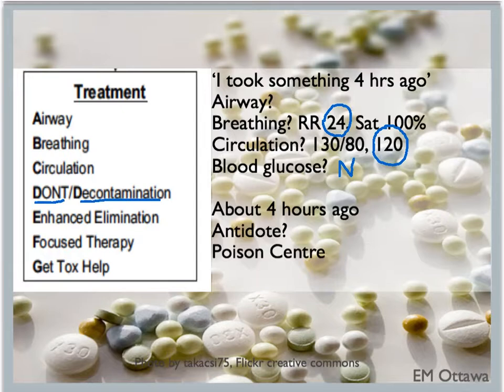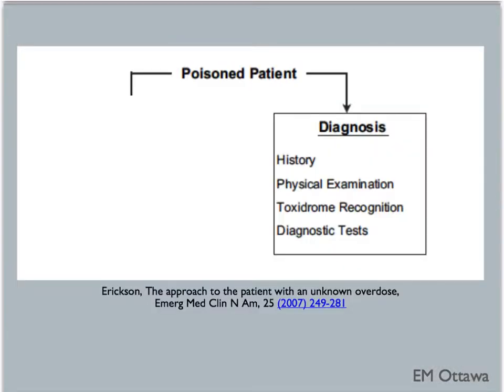You then look up to see if there is a specific antidote for this liquid that he mentioned. And another colleague has already started to call the Poison Center for advice. We now return to the diagnosis arm of our approach. The diagnosis arm consists of history, physical, toxidrome recognition, and diagnostic tests.